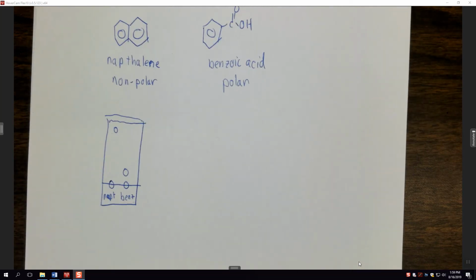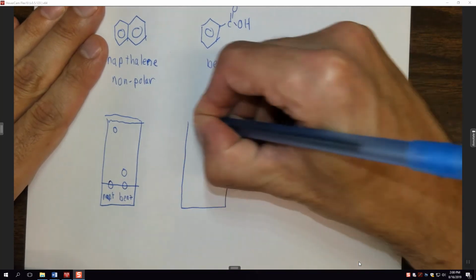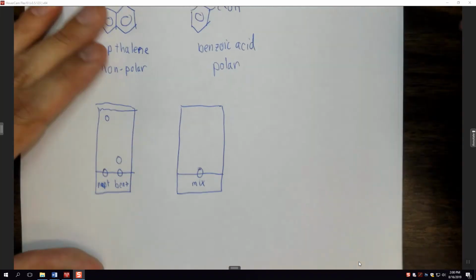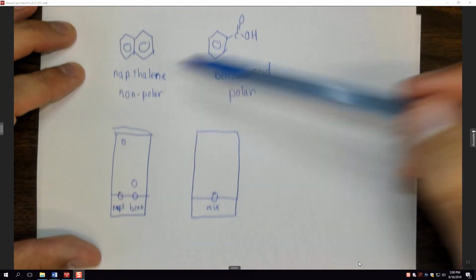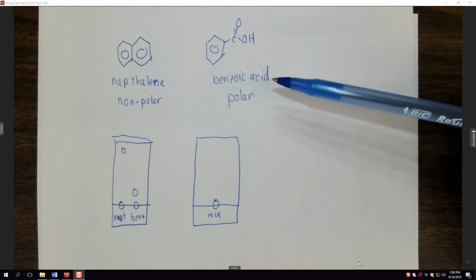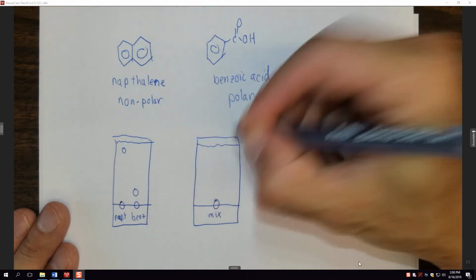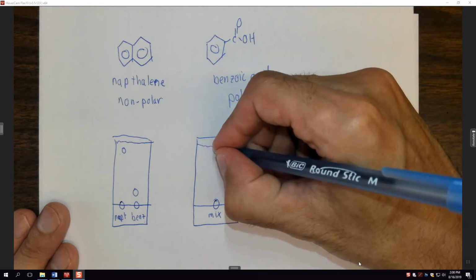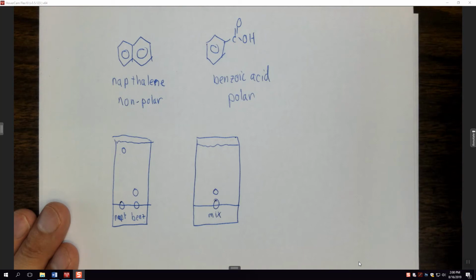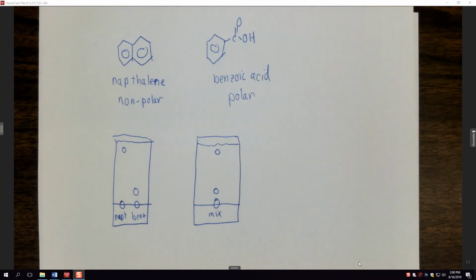All right, now let's look at another example. What if we took a TLC plate and we eluted a mixture? So a mixture of both of these two compounds. Well, in a mixture of both of these two compounds, what's going to happen? Assuming we use the same nonpolar solvent, the benzoic acid will travel approximately this far, and the naphthalene will travel approximately this far.